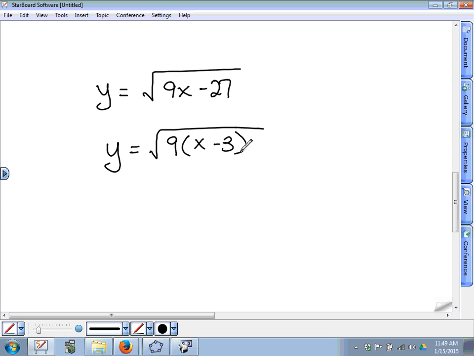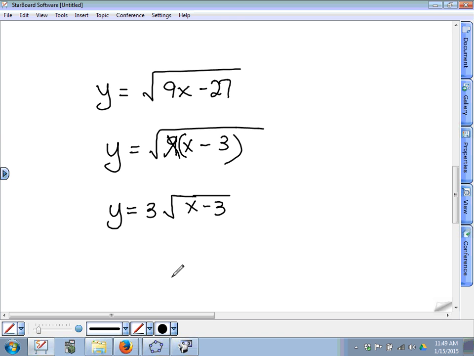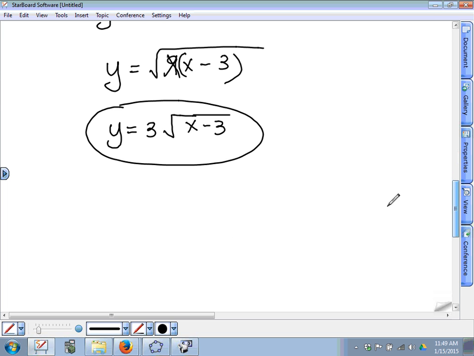I'm going to erase something here. I don't want you to erase anything. What if it were just the square root of 9x? Wouldn't the 9 come out as 3? Well, it's the same thing here, even though it's x minus 3. That 9 is going to move to the front as a 3, and then on the inside you're left with x minus 3. So this would be a 2-part question on your homework. The first part would be to write it in simplified form.